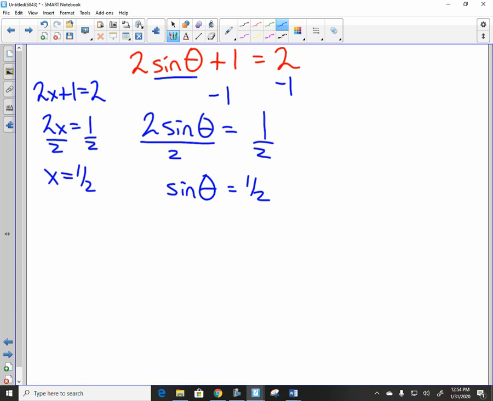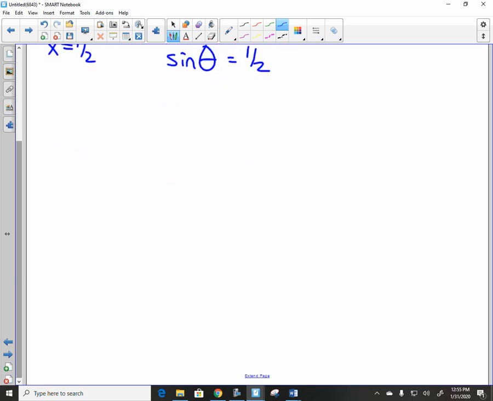Would everybody agree that the first steps were really easy? This step is just a little bit more challenging, but we can do it. And in order to do it, we need to understand something about our 4 quadrants. And this is something you will want to reference.